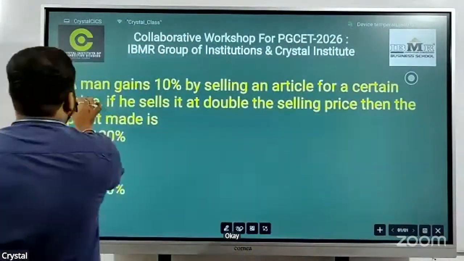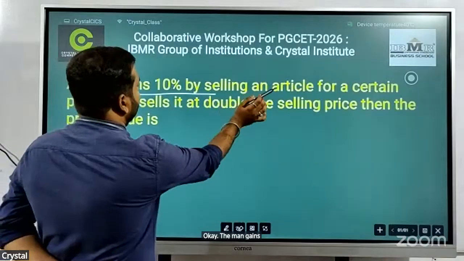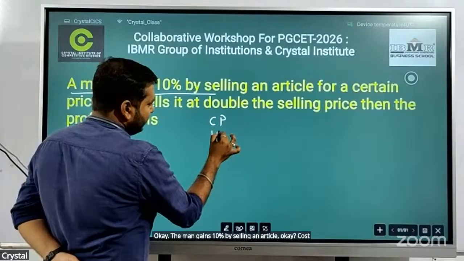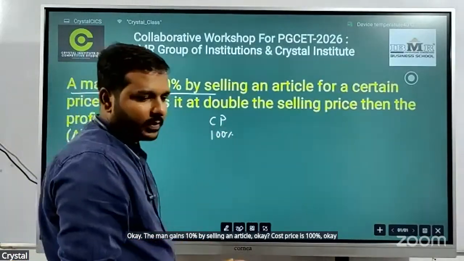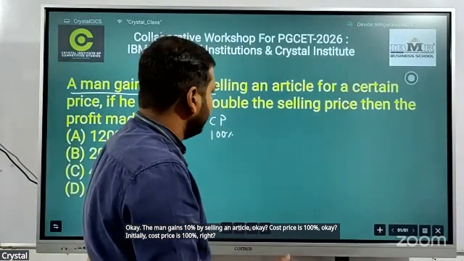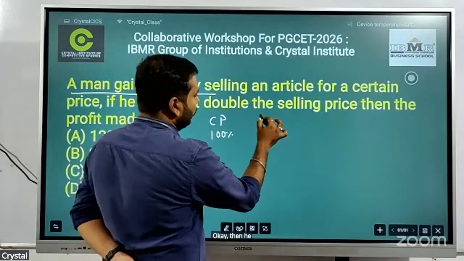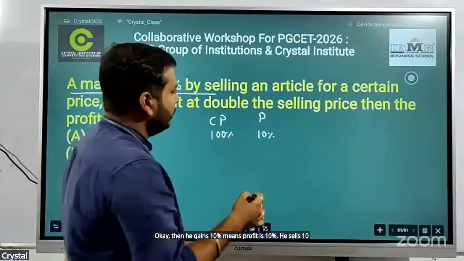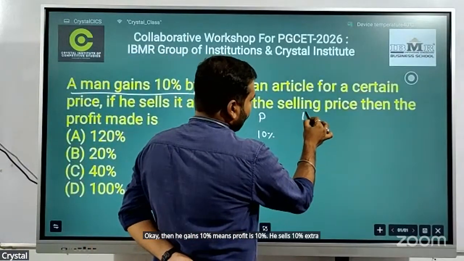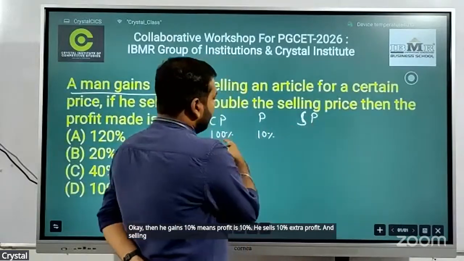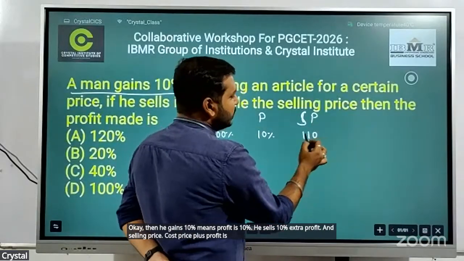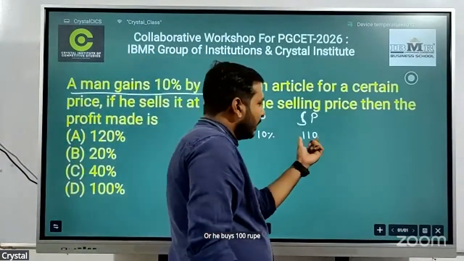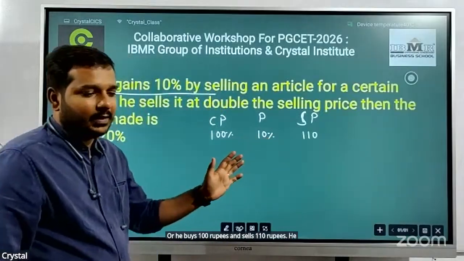Okay, the man gains 10% by selling an article. Cost price is 100%. Initially cost price is 100%, right? Then he gains 10% means profit is 10%. Cost price plus profit is selling price, so he buys for 100 rupees and sells for 110 rupees, and he gets a profit of 10%.